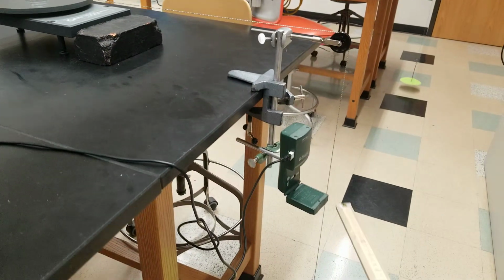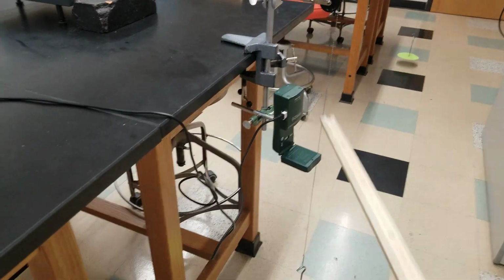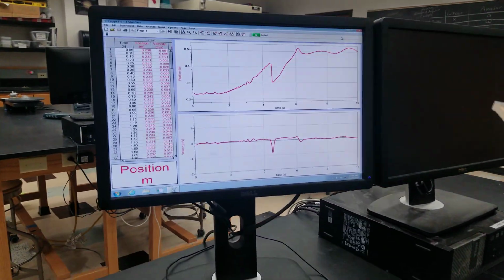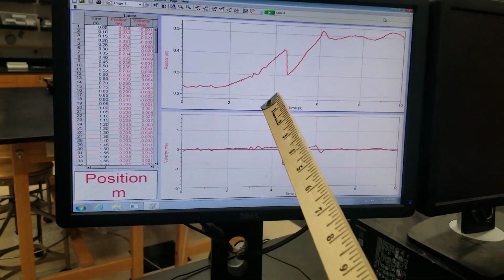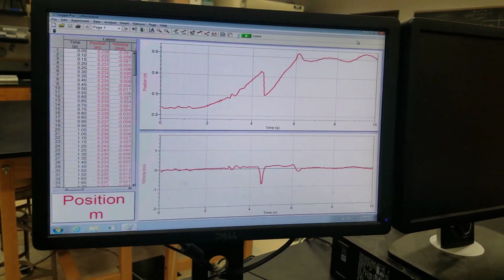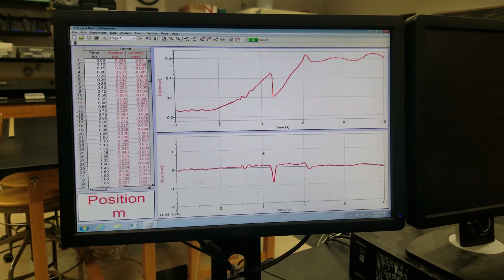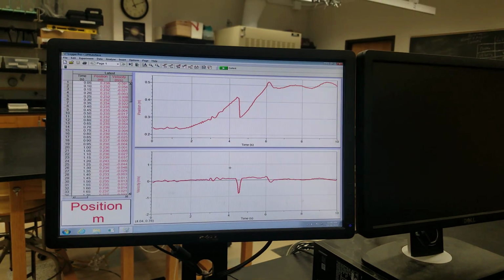And we have a motion detector here, and that's connected to the Logger Pro Vernier software. And there is a position-time graph and a velocity-time graph. So if we highlight the velocity-time graph, we can get the acceleration.